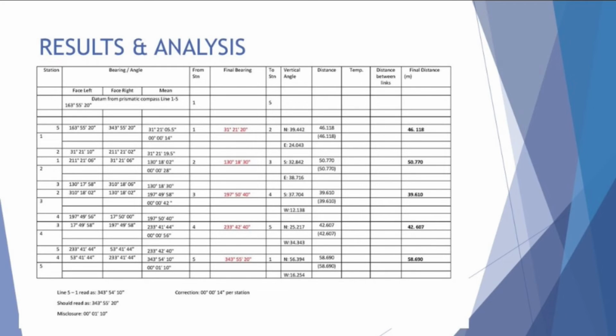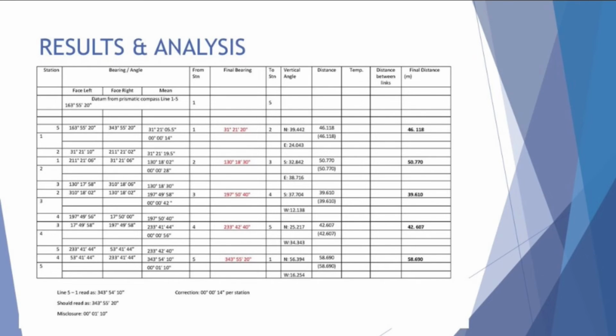The formula to calculate the final bearing is to add the mean bearing and the correction that we got just now for each station. For example, the first station, 31 degrees 21 minutes 05.5 seconds plus 0 degrees 0 minutes 14 seconds. Then we get the answer 31 degrees 21 minutes 19.5 seconds. But we round it to the nearest number. So the final bearing for the first station is 31 degrees 21 minutes 20 seconds. Repeat the same step for every station.